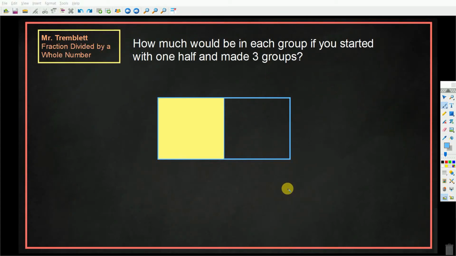All right, we're going to look at taking a fraction and dividing it by a whole number. So a question would look like, how much would be in each group if you started with 1/2 and then made 3 groups out of it? So we started by drawing a half, and then we're going to cut it into 3 groups and then decide how much that is, what fraction of the full thing would be in each group.